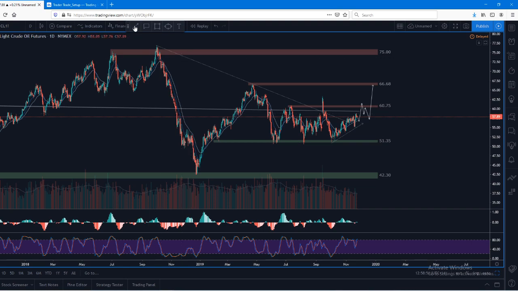That potentially means, if this is the case, and that's the rally off that low of 42.30 up to the high, if you can extrapolate that out, it takes us back to 75 bucks potentially. If this level can hold, this move up can just grind its way back up to 75. There is potential for that.